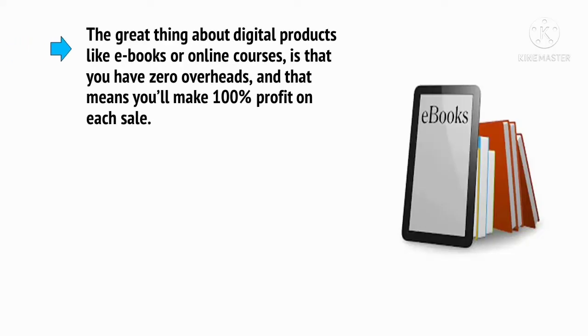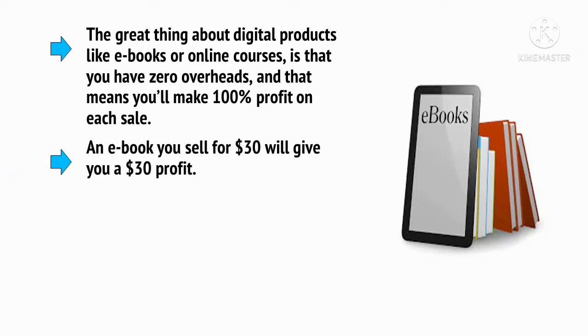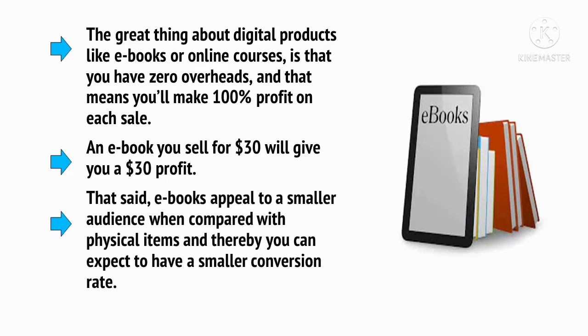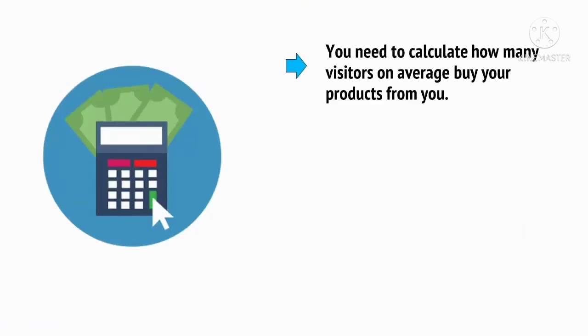The great thing about digital products like ebooks or online courses, which is what a lot of website owners sell, is that you have zero overheads, and that means you'll be making 100% profit on each sale. An ebook that you sell for $30 will give you a $30 profit. That said, ebooks appeal to a smaller audience when compared with physical items, and thereby you can expect to have a smaller conversion rate, which is the next point. So, here you need to calculate how many visitors on average buy your products from you.